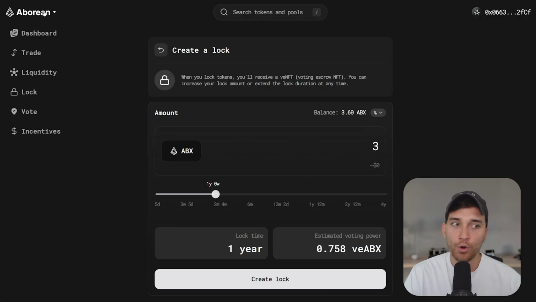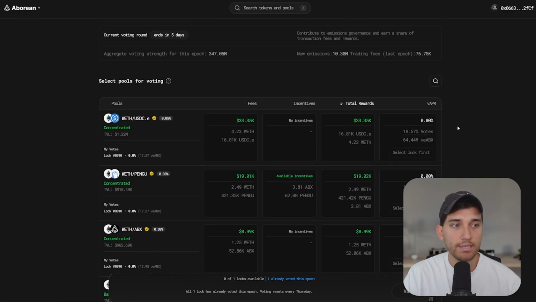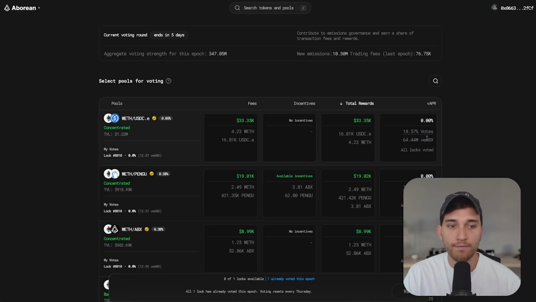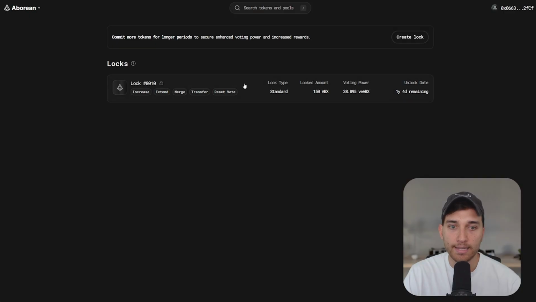So why would you want to lock your ABX tokens? Wouldn't you rather just sell them for the equivalent version of Ethereum or any other token that you could exchange it for? Here is where I think Aborean gets really interesting: you can actually vote on where the ABX tokens will be distributed to those liquidity providers. So if we go over to the vote tab, you can see we have tons of pools that we can use our veABX on, which is what we exchanged our ABX tokens for in this locking process.